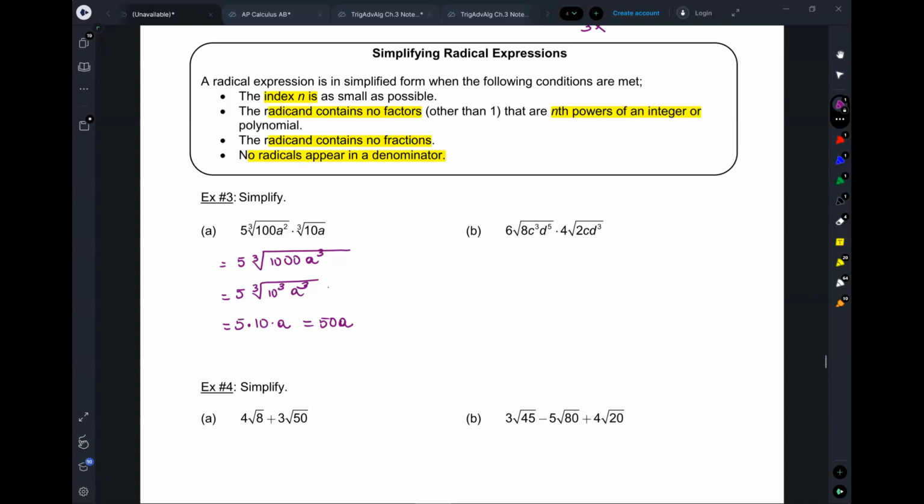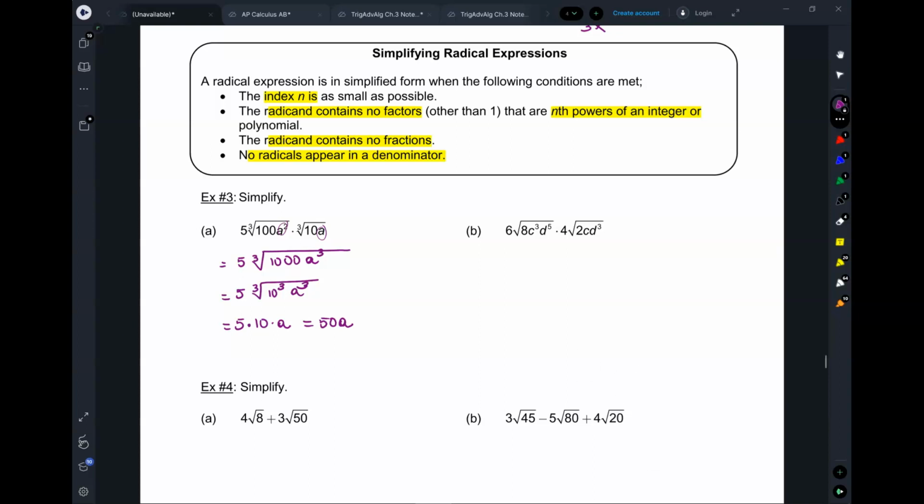So look at what we have here. Oh yeah, it's a cube root. Yep. How do you get a cubed? You just take the a squared and the a. Correct. You multiply them. Multiply the powers. Add the exponents. Yeah. Okay.